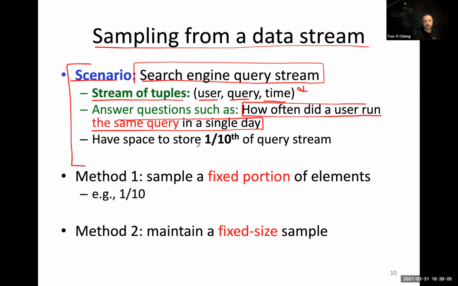And we have some constraints. The constraint is that we only have the memory space to store 1/10 of the query stream. So we want to process a single day's queries, but we cannot store them all because that's too large. We can only store 1/10 of the queries. So we have two methods. The first method is sampling your data stream at a fixed proportion. The second method is to maintain a fixed-size sample. We're going to talk about the first one first.